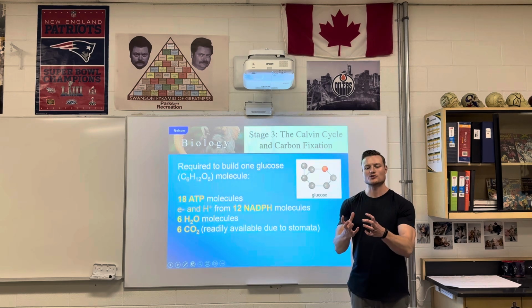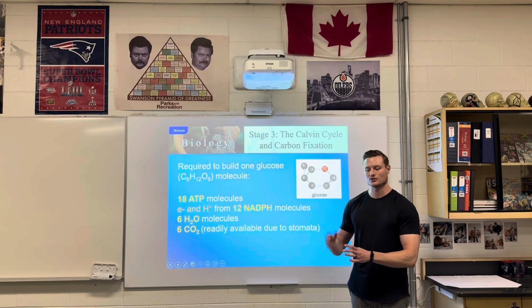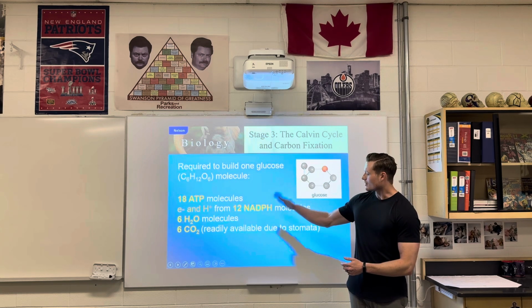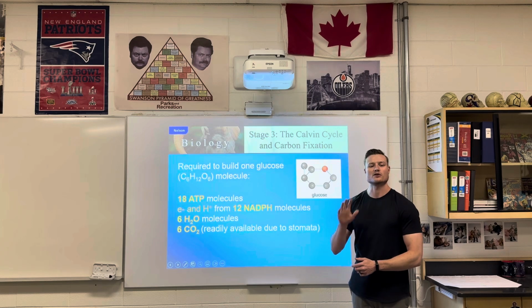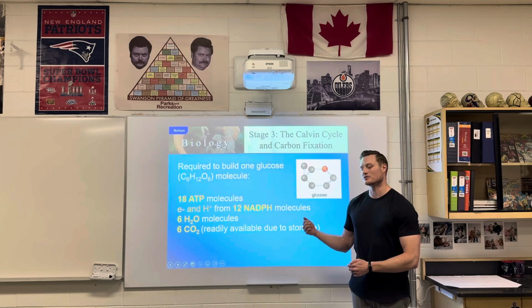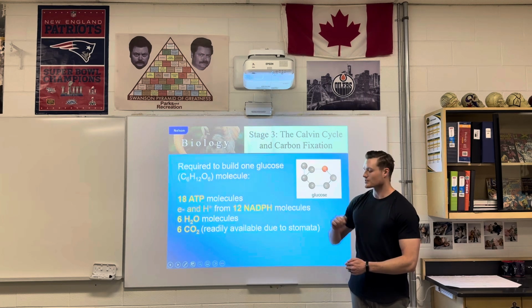Those molecules are all needed to run the Calvin cycle. You need exactly 18 molecules of ATP. You will need electrons and hydrogen from 12 NADPHs because there are 12 hydrogens in a glucose molecule. You will need 6 water molecules.